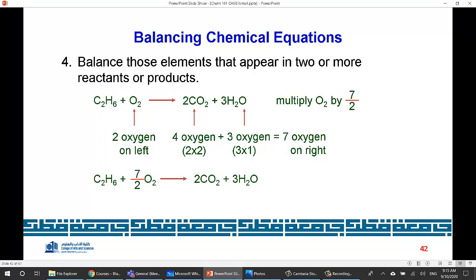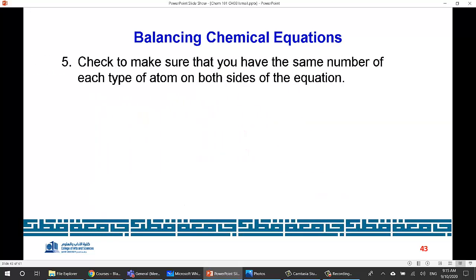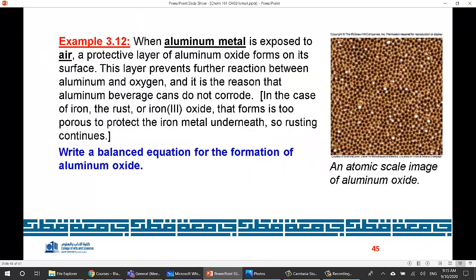And sometimes in the question, it says balance this equation using whole numbers. لازم تكون أعداد صحيحة. So in this case, we have to multiply this whole equation by 2, and the equation becomes 2C2H6 plus 7O2 goes to 4CO2 plus 6H2O. So this is an equation that is balanced, and of course you double check and everything is okay.